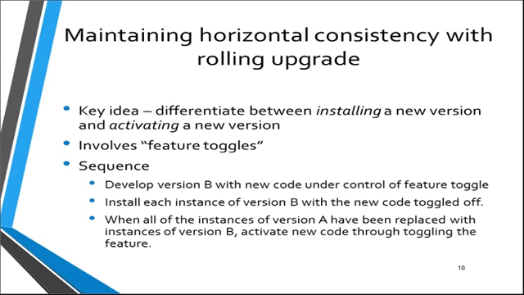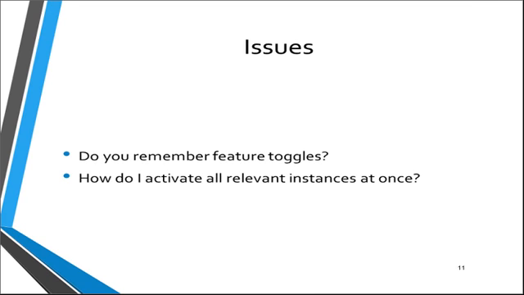So the key idea about maintaining horizontal consistency with the rolling upgrade is that you differentiate between installing a new version, putting the new version in a virtual machine and getting it ready to go, and activating a new version. And this involves feature toggles. So the sequence is you would develop version B with your new code under the control of feature toggles. You would install each instance of version B with the new code toggled off. When all the instances of version A have been replaced with instances of version B, you would activate the new code through toggling the feature.